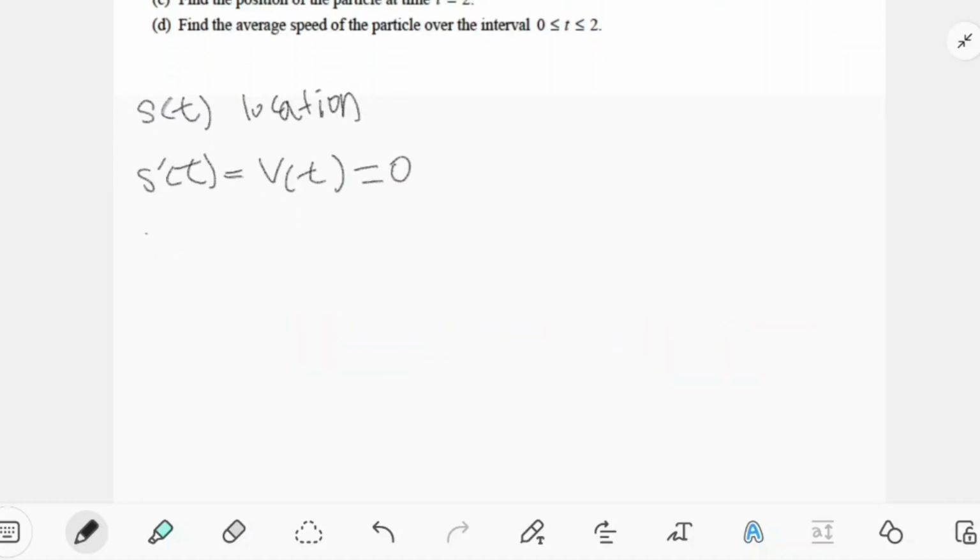When the particle moves right, the velocity is positive, and when the particle moves left, the velocity is negative. For the velocity to change signs, and I mean when it changes from positive to negative or negative to positive, it must go through 0 at some point, and that would be the exact moment the particle changes its direction.